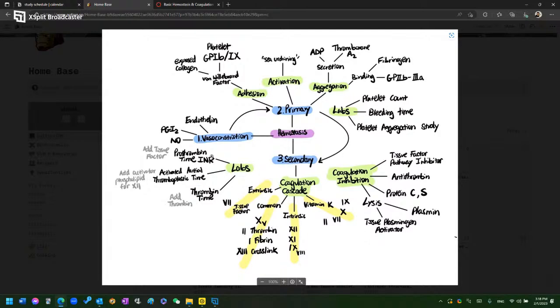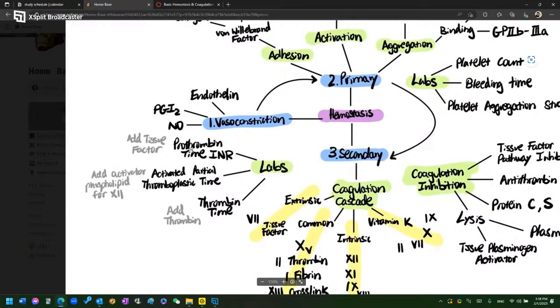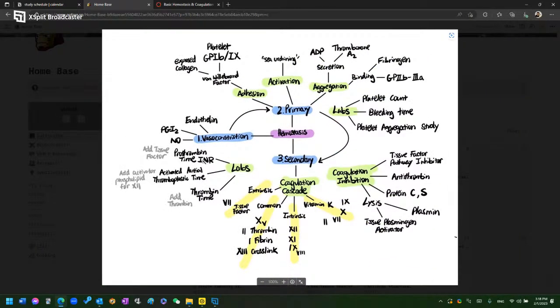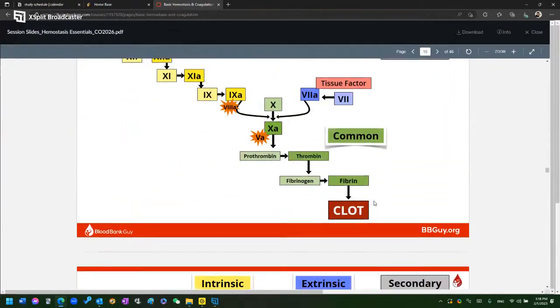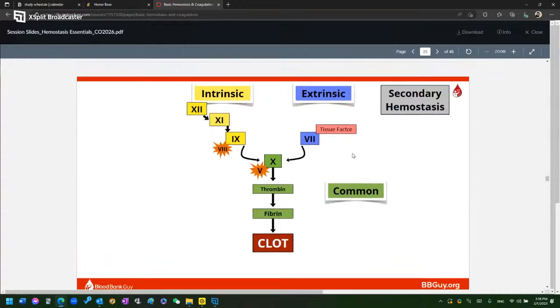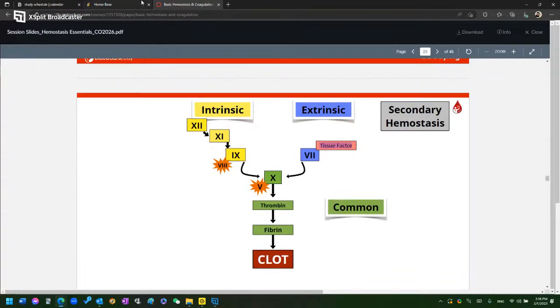So how do we tell if a patient's not clotting well? We can talk about prothrombin time. Prothrombin time is actually just testing your extrinsic path. So you add tissue factor, and then you see how the clotting goes. You add this guy, right?